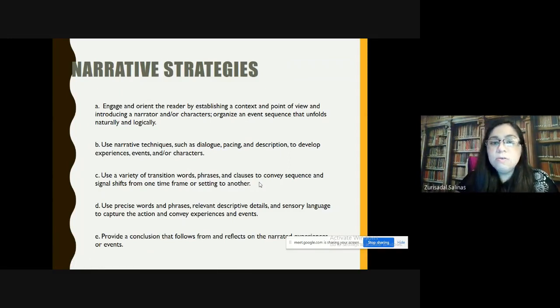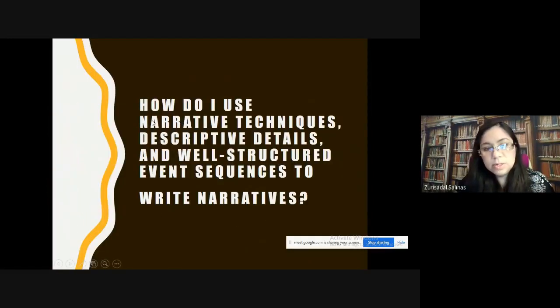First is engage and orient the reader. That's like establishing your character and the world you are living in at that point in time. If it's a personal narrative, or even a fictional book, the first chapter is usually the longest or the most boring, because all the characters, situations, and conflicts are being introduced. But once you get through that first chapter, things start to pick up. Second, use narrative techniques, use a variety of transitional words to help you move forward in the story, use precise words, and provide a conclusion that reflects. We're going to go over these one at a time, so I won't spend too much time here.